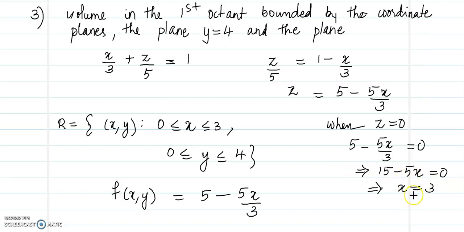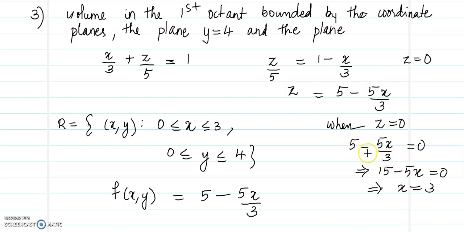Now x equal to 3 is obtained from the plane x/3 + z/5 = 1. When this plane intersects the xy plane, the value of z on the xy plane will be 0. When z is 0, from this equation z will be equal to 5 minus 5x/3. Substitute z equal to 0 here. Then we will get 5 minus 5x/3 equal to 0.